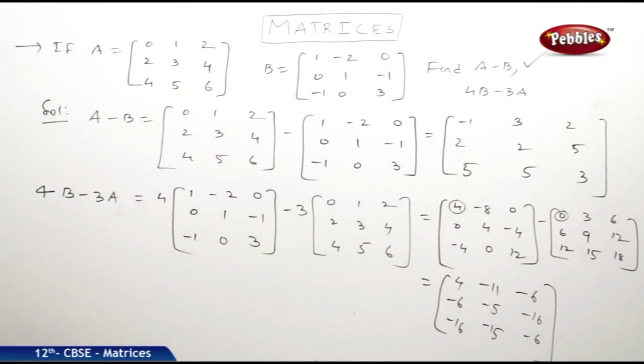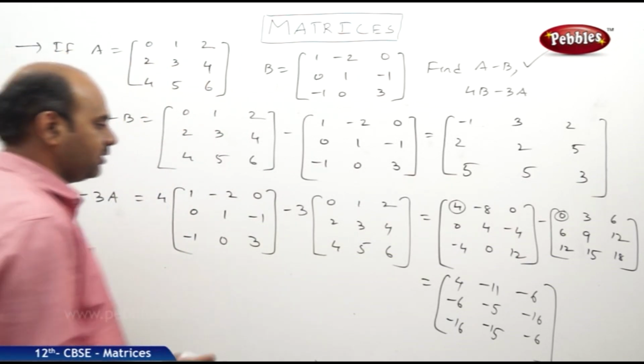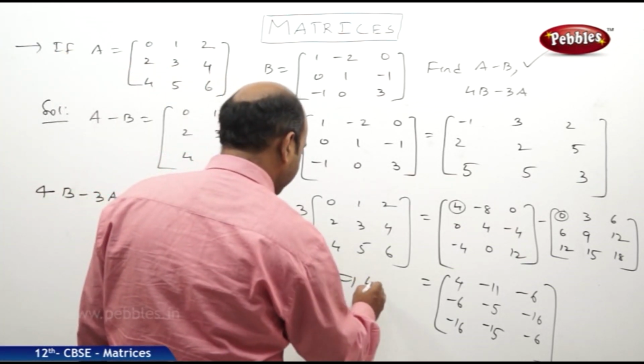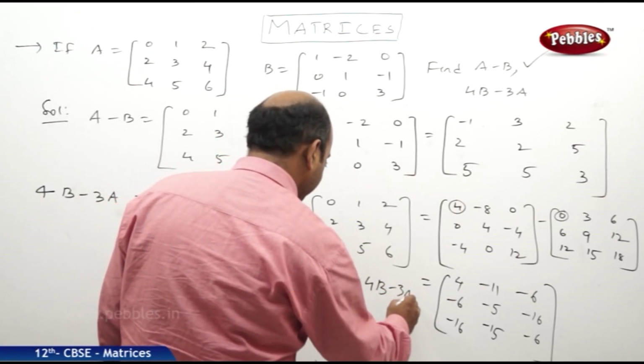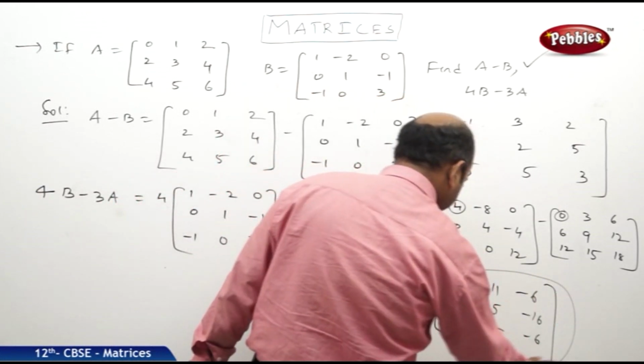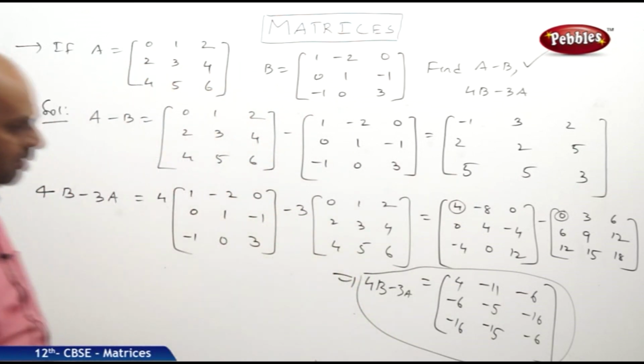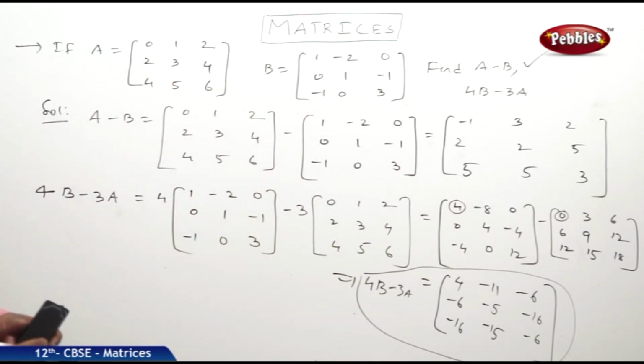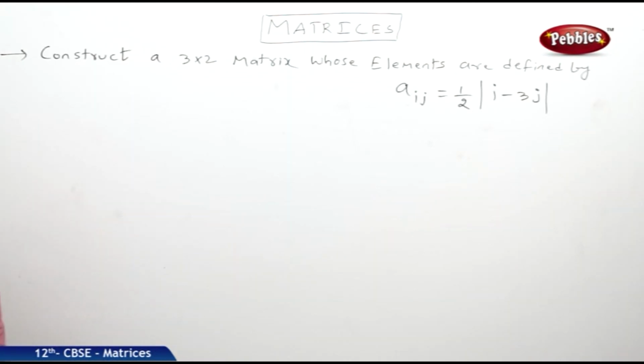So finally our net result, 4B minus 3A, I am writing here, beta, will be the 3 by 3 matrix: 4, minus 11, minus 6, minus 6, minus 5, minus 16, minus 16, minus 15, minus 6. Now we are going to start a problem.